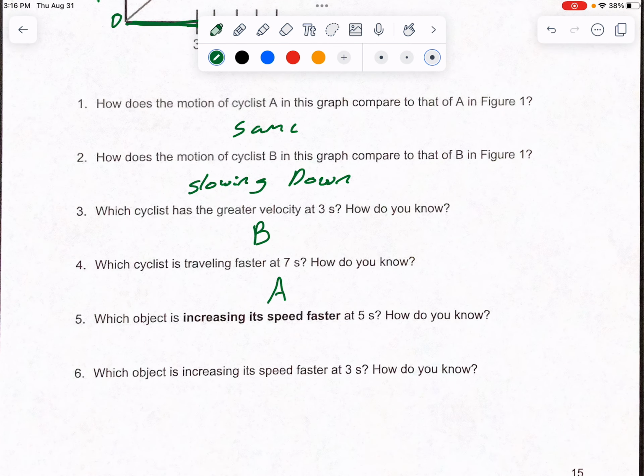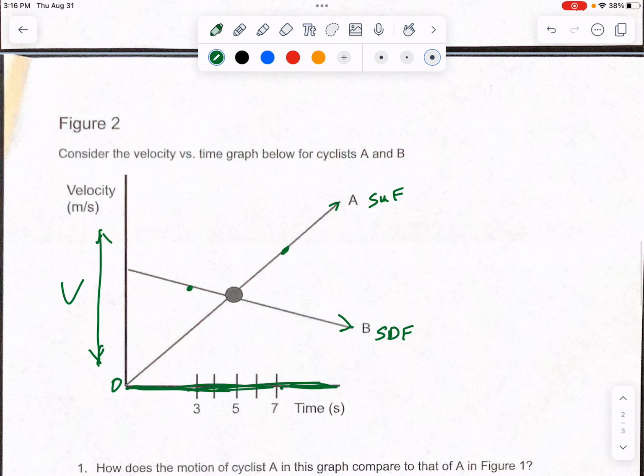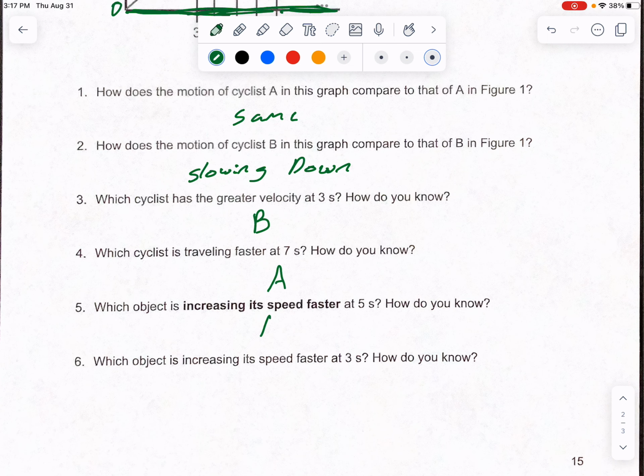Which object is increasing its speed faster? If we're looking for slope, that's acceleration. A is the only one that's actually increasing its speed, so that's a dead giveaway. But if they're both going the same direction, we'd still just be looking at who has the steepest slope. So A is definitely going to be the answer for this one because its acceleration is positive and it's still steeper than B.